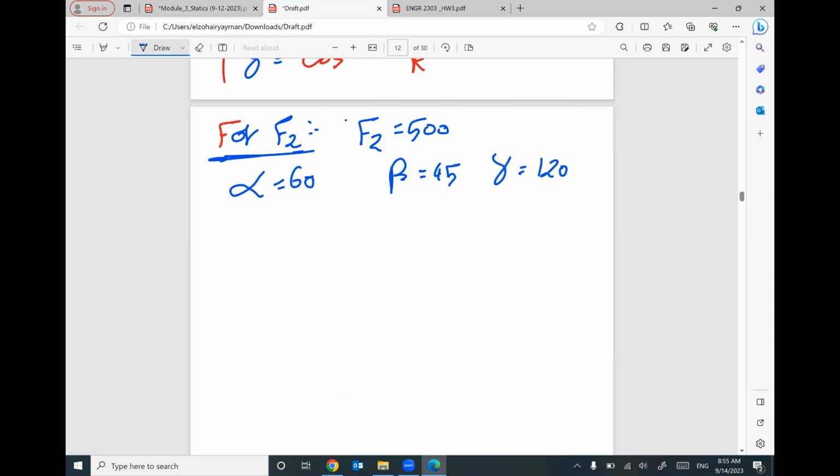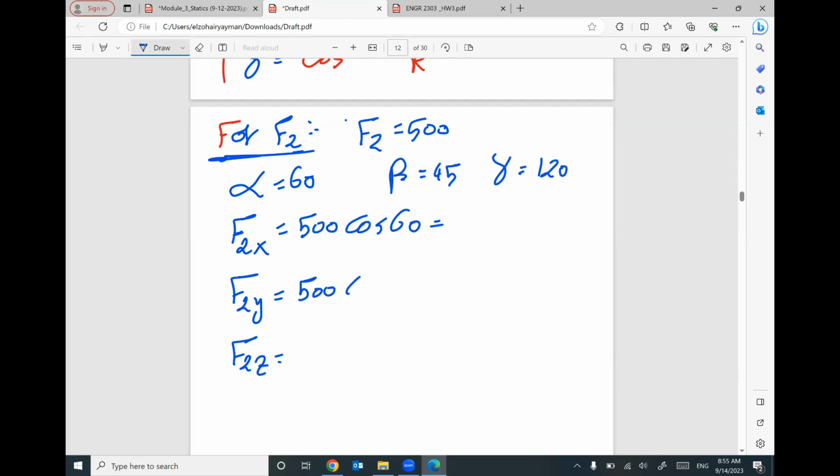If one of them is missing, we can figure it out. But all of them are given, so I can say directly F2 in the x direction, F2 in the y direction, F2 in the z direction will be your force 500 cosine alpha, your force 500 cosine beta, your force 500 cosine gamma, which is 120.